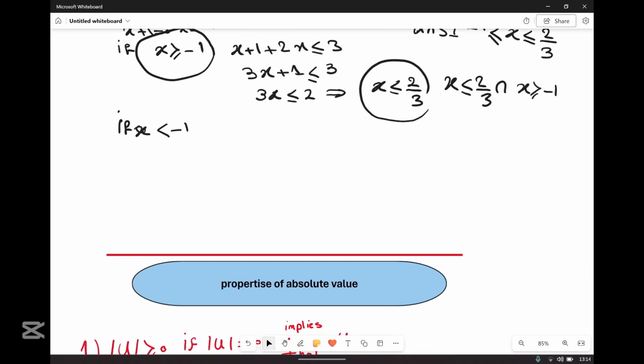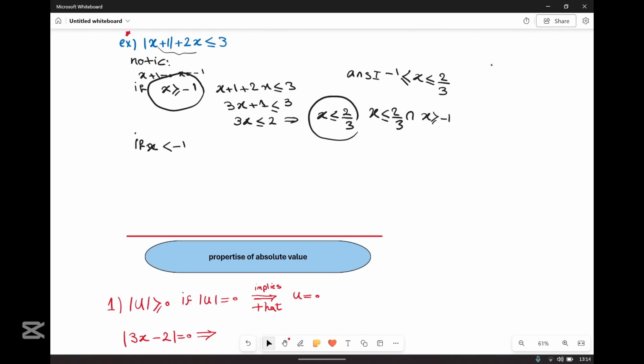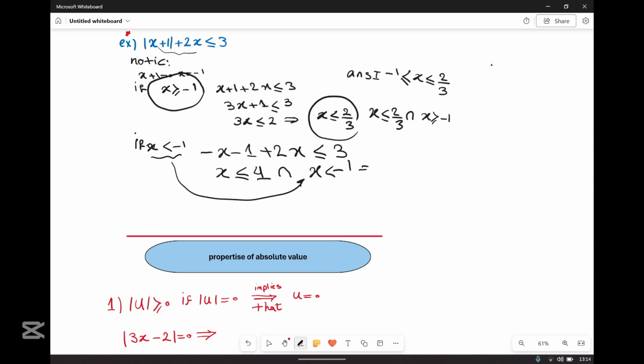But for the second part, when we split, our equation turns to -x - 1 + 2x less than or equal to 3, and the answer comes to x less than 4. Intersecting with this part, x less than -1. If we show it better, with 0, this is 4, this is -1, for example, the intersection of these two parts is x less than -1, and that is answer 2.